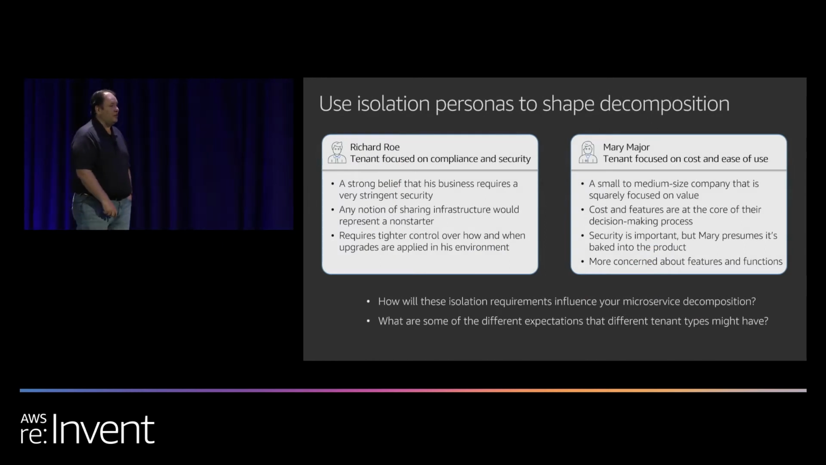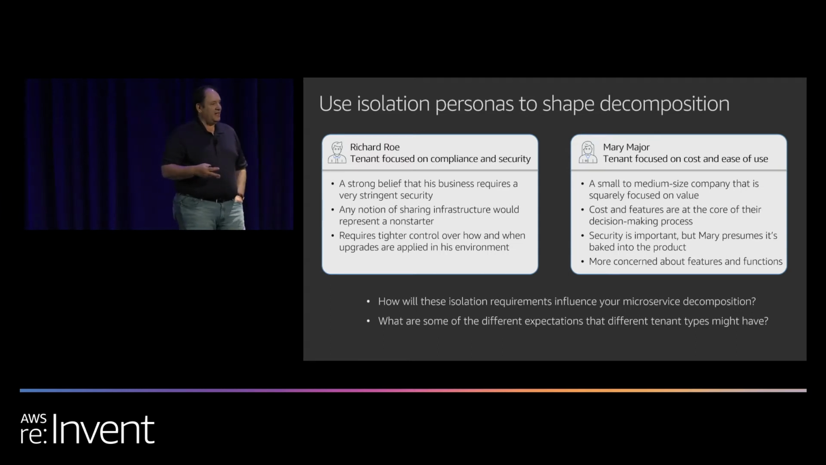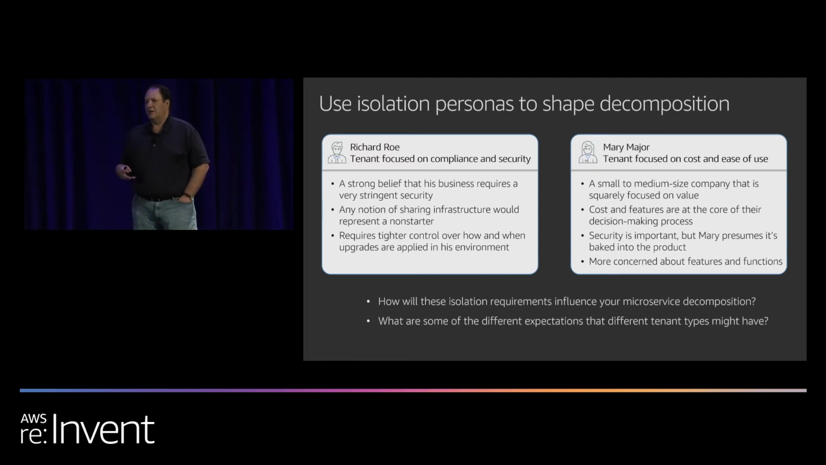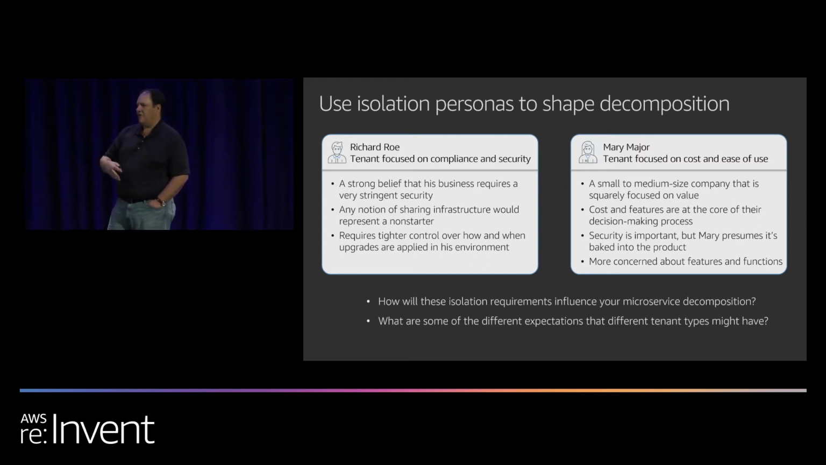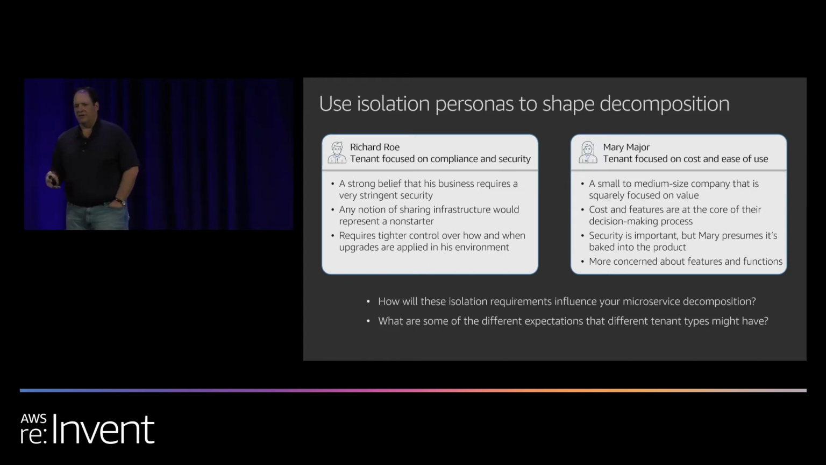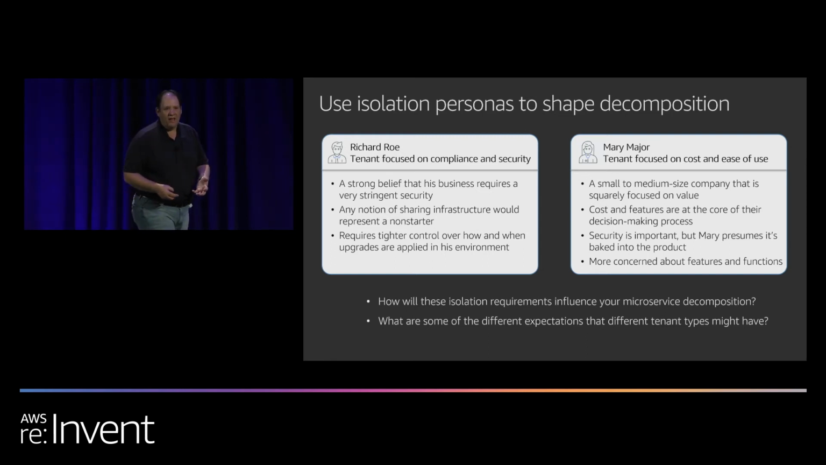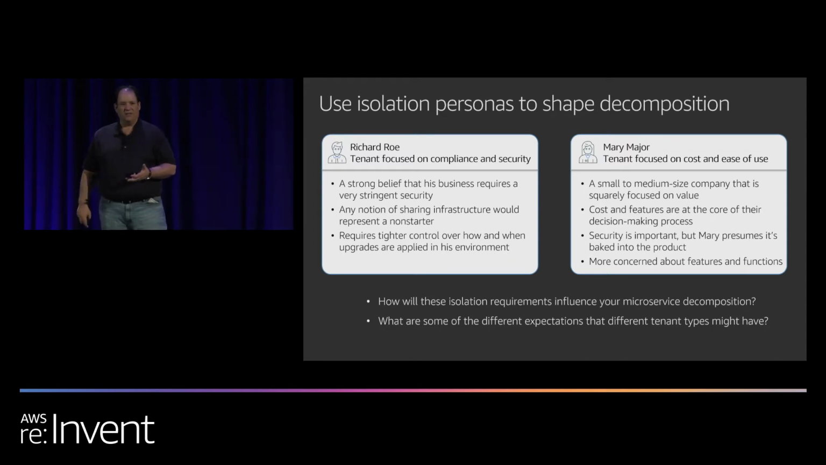So let's start with this notion of isolation. When we look at isolation, what I tell organizations who are decomposing their system into microservices is to use an agile mechanism that's out there already. General agile methodology has this notion of personas. I want you to go build personas for your tenants. And I don't mean you need 50 personas. You might have 2, you might have 4. But who are the different kinds of tenants you're going to have? And what are the different expectations of those tenants? Specifically, what are the different isolation expectations of those tenants?